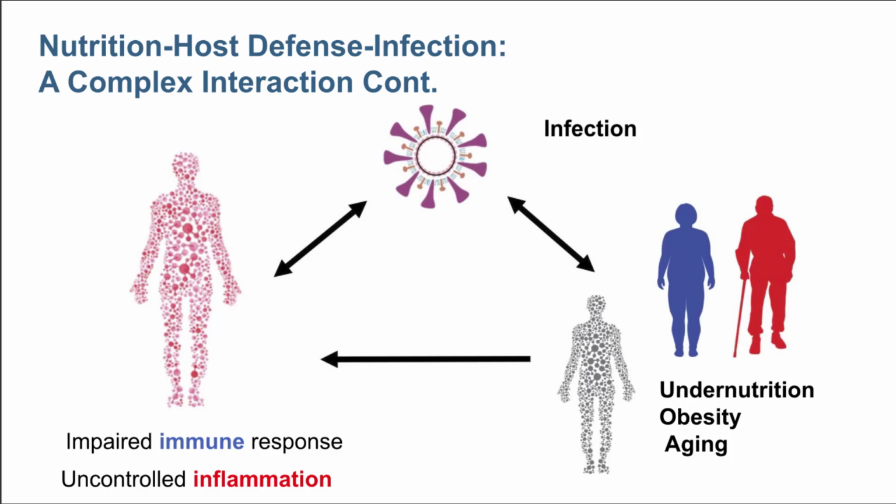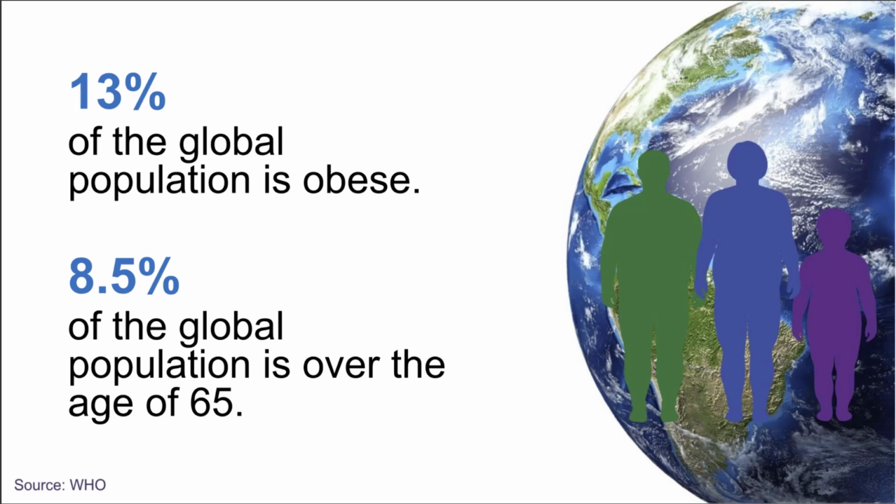Other factors that influence the immune response and our ability to fight infections are obesity or overnutrition, and aging. Both obesity and aging can cause impairment of the immune response and result in chronic inflammation that would increase susceptibility to infection. And as you know, 13% of the global population is obese, and 8.5% of the global population is over the age of 65, and that number is actually closer to 18% in the more developed countries.